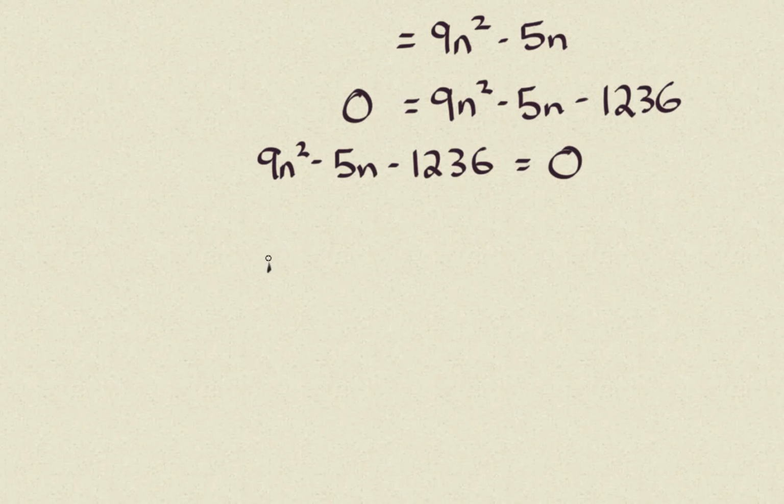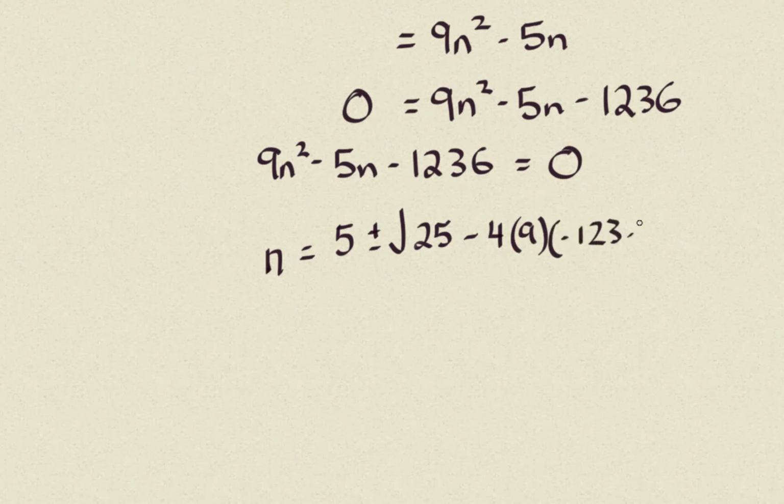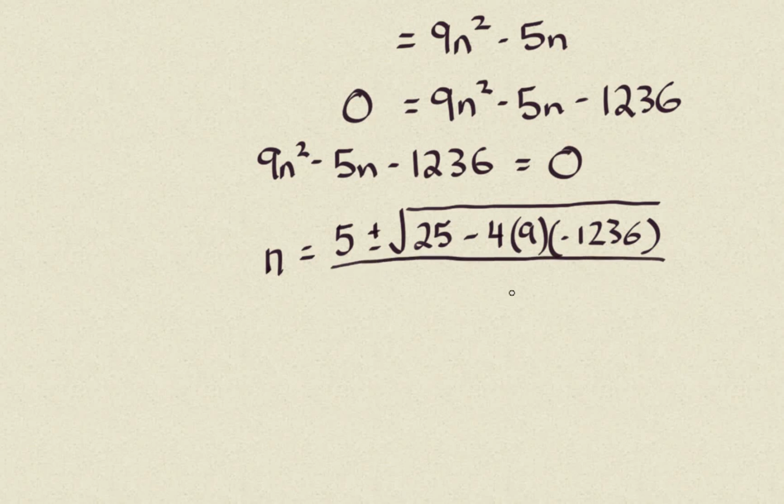So we have n is equal to negative b, so that's 5, plus or minus the square root of b squared, that's going to be 25, minus 4 times a, 9, times c, which is negative 1,236. Okay, that whole thing's the discriminant, so that's all under the square root there. And then on the bottom of our fraction, we have 2 lots of a, or 2 lots of 9, so 18.